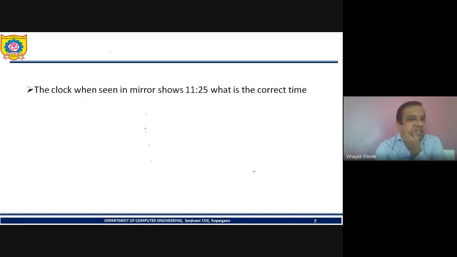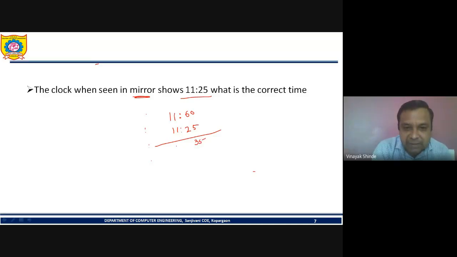Go for the next, another simple question. The clock when seen in a mirror shows 11:25. What is the correct time? Again, the same logic I told you: just subtract the given time from 11:60. 11:60 minus 11:25: 60 minus 25 is 35, and 11 minus 11 is 0. So it is 0:35, which is 12:35.